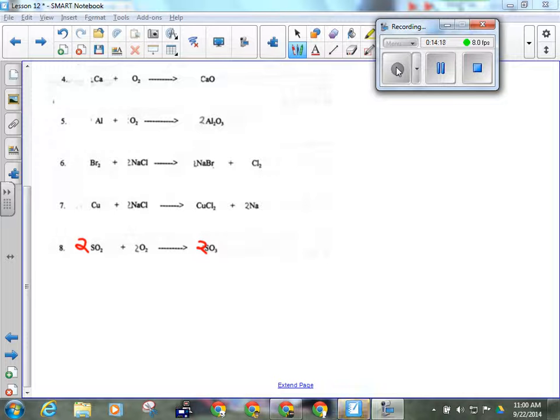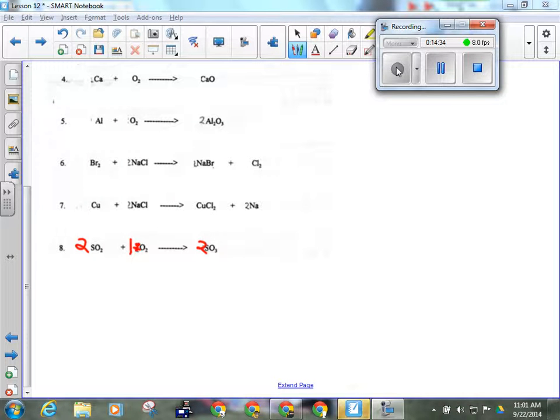All right. Now, I have 6 oxygen over there. I've got 2 sulfur over here. And 2 times 2 is 4 oxygens. Plus 2 more is 6.